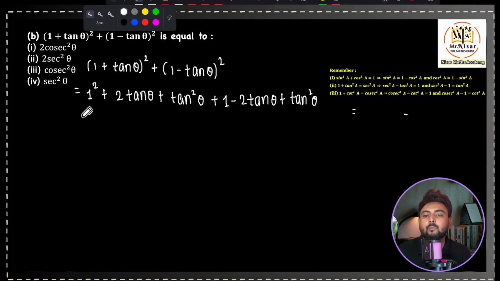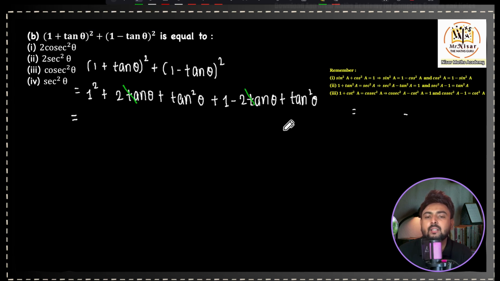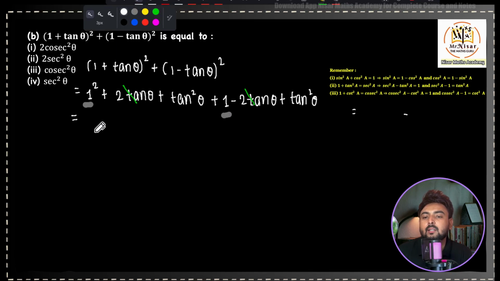Okay, now can you see here, children, 2 plus 2 tan theta minus 2 tan theta, what will happen? Plus minus is going to become minus, so 2 tan theta minus 2 tan theta will get cancelled. What is remaining now? We are left with this 1 and this 1. So 1 plus 1 is 2, and again what is left? Plus tan square theta plus tan square theta means 1 plus 1 tan square theta. It becomes 2 tan square theta.